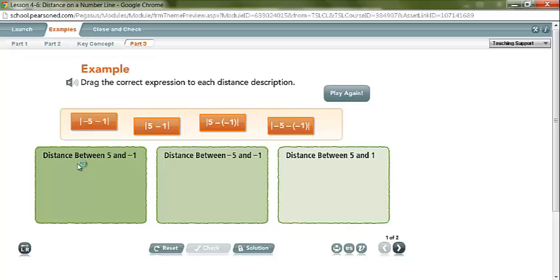Okay, so I'm looking for the distance between 5 and -1, the distance between -5 and -1, and the distance between 5 and 1. So go ahead and pause and copy this down into your notes and place these in their appropriate boxes.